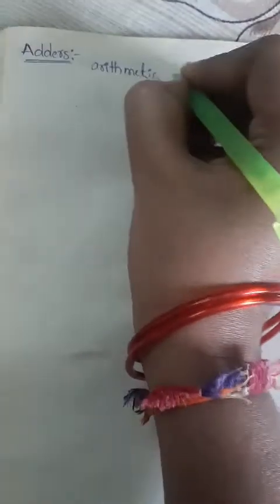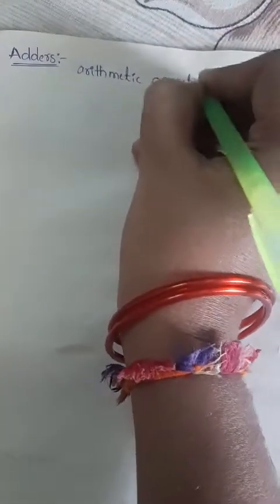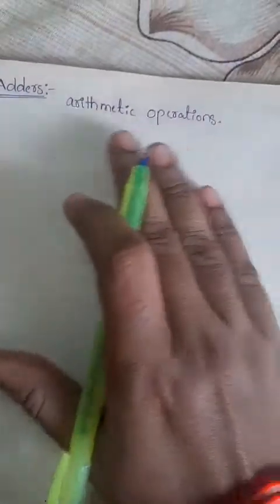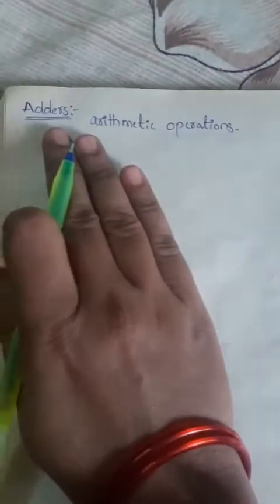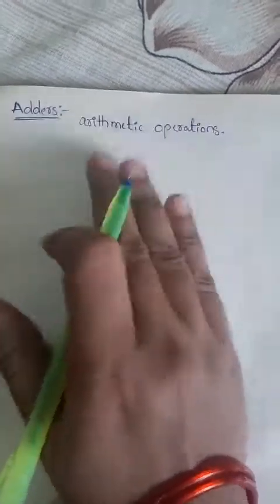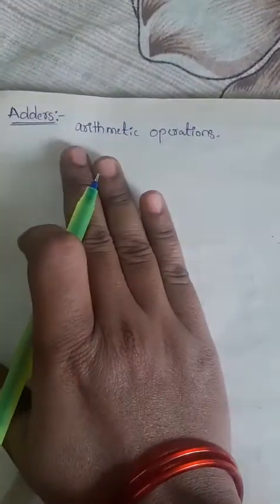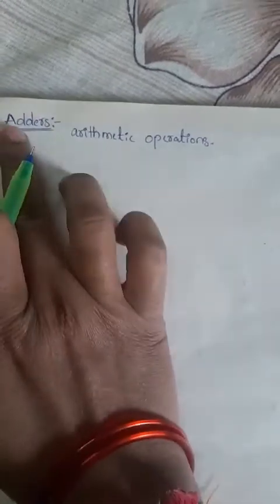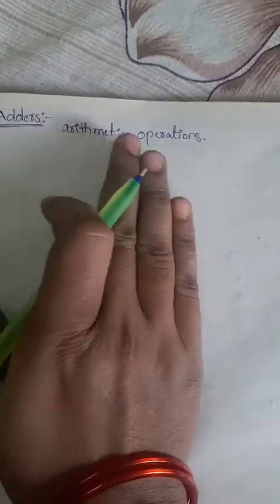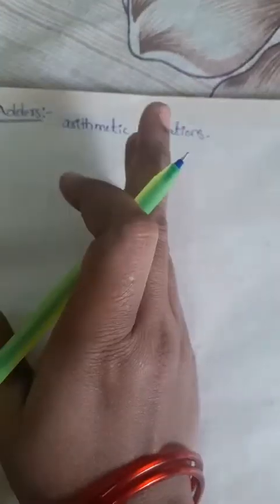Generally, adders are related to arithmetic operations. Remember this point: adders are related to arithmetic operations. So what does arithmetic operation mean? Here the most basic arithmetic operation is the addition of two binary digits. That means the adder performs the most basic arithmetic operation, the addition of two binary numbers.